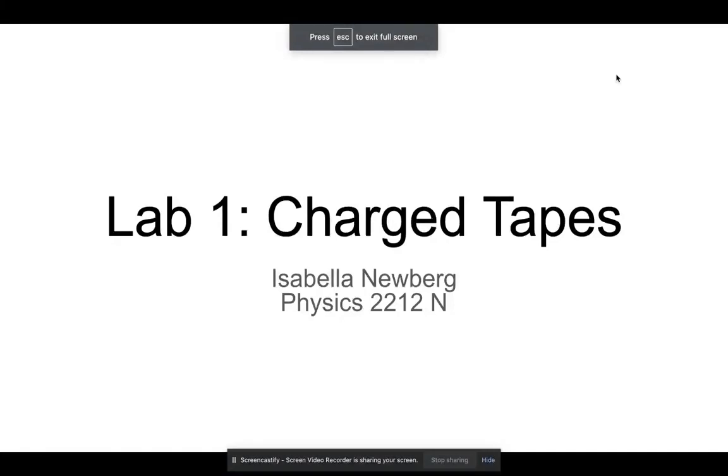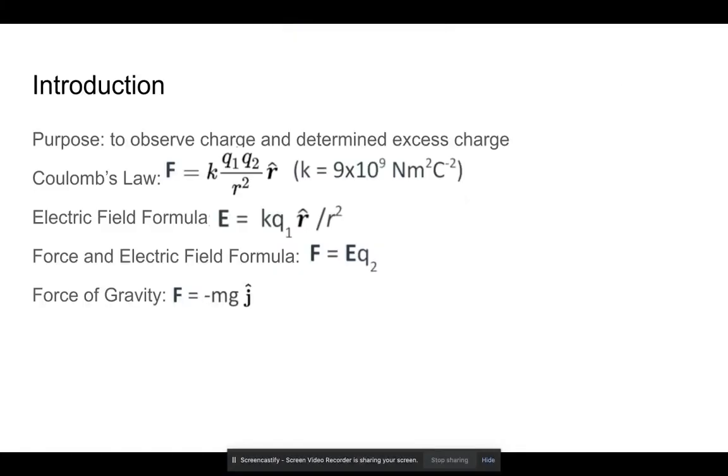Lab 1: Charged Tapes. Introduction. The purpose of this lab is to observe charge and determine excess charge.